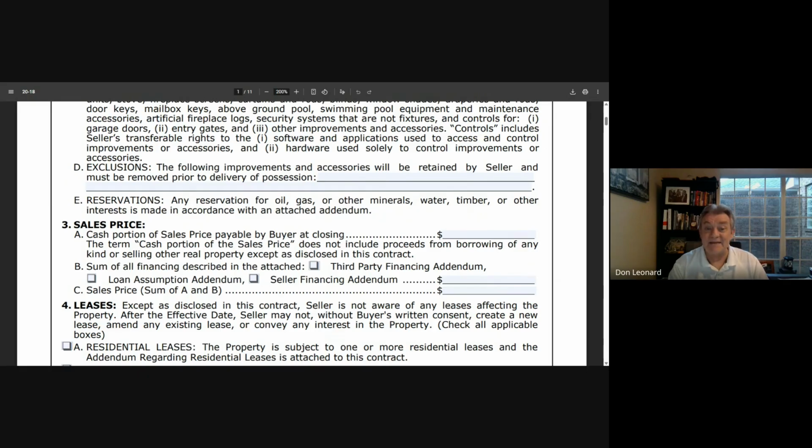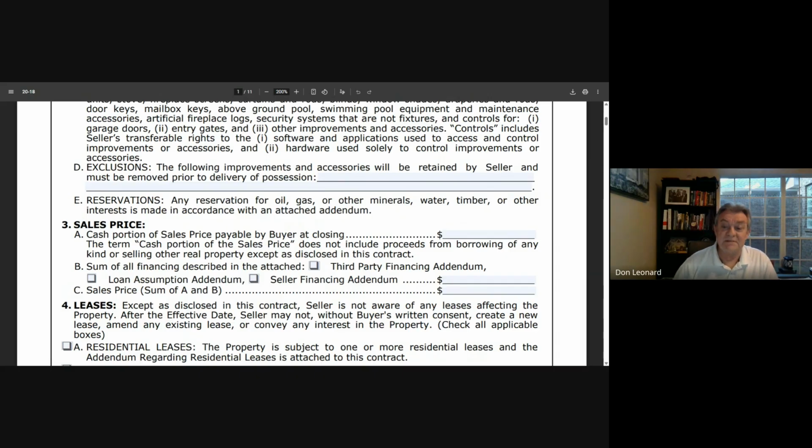B, sum of all financing described in the attached addendum. Three choices here. Third-party financing addendum, which is where most of it comes from. That is bank, mortgage company, credit union, any place outside of the transaction. Loan assumption addendum. That would be where we are taking over an existing loan, an existing FHA or an existing VA. I haven't seen a conventional loan that was assumable in about 20 years now. So I don't think that's good. It's probably going to be either FHA or VA.